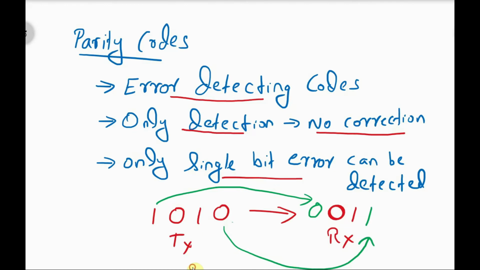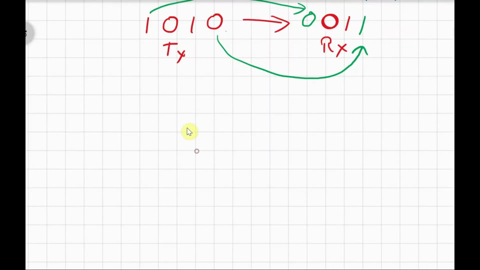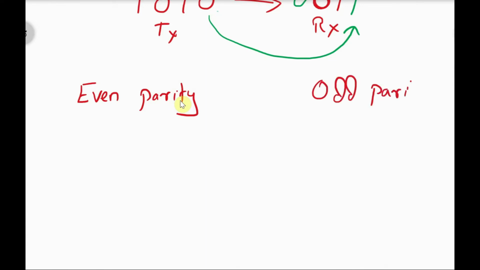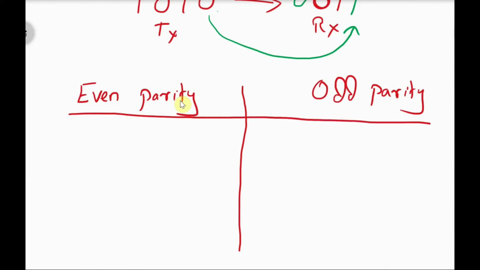We will see the different forms of parity methods. There are two types of parity named even parity and odd parity. So these are the two types of parity schemes available. First, we will see the even parity.